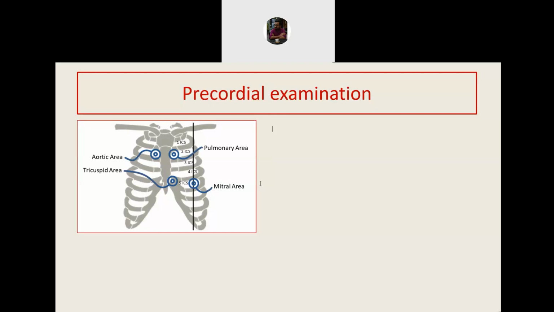Then we come to the auscultation. In auscultation, we have to auscultate all the four areas and hear the heart sounds. Now, how are the heart sounds produced? All heart sounds are produced by three components: a valvular component, a vascular or flow component, and a muscular component.